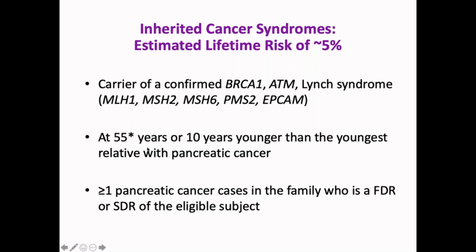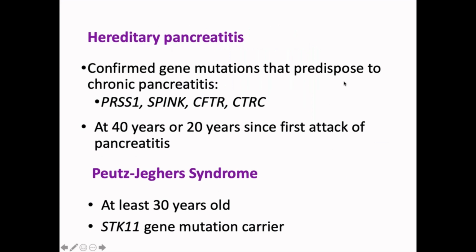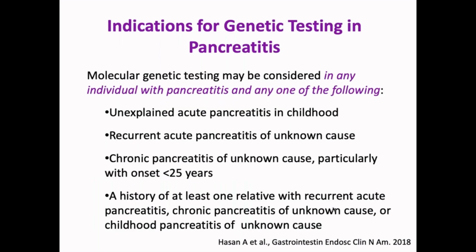I put an asterisk here because the NCCN guidelines in their recent iteration actually have made screening initiation at 50 across all germline mutation carriers. For hereditary pancreatitis, the genes shown here are tested, and screening would begin at age 40, or 20 years younger than the first attack of pancreatitis. In Peutz-Jeghers, those who carry an STK11 germline mutation, screening starts between age 30 and 35, and family history is not required for these genes.